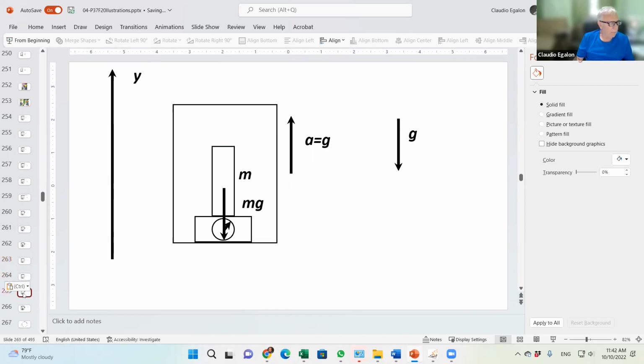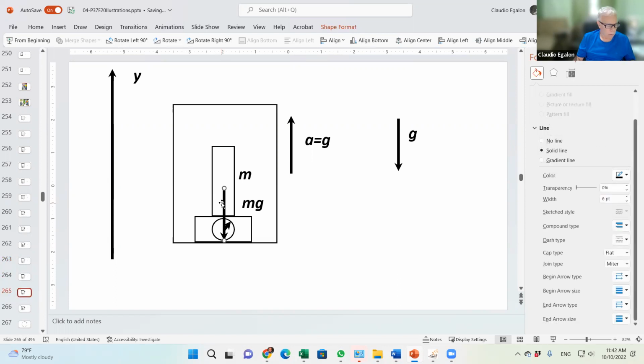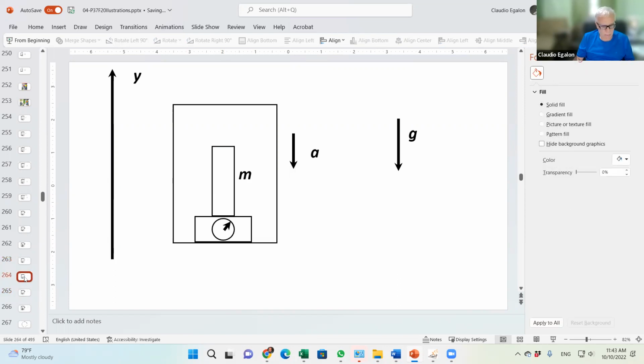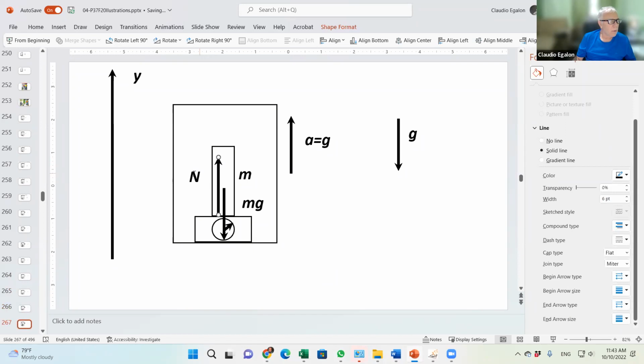Once you do that, you have to come up with this free body diagram. Recognize that the occupant is subjected to his or her weight, but also subjected to the normal force.